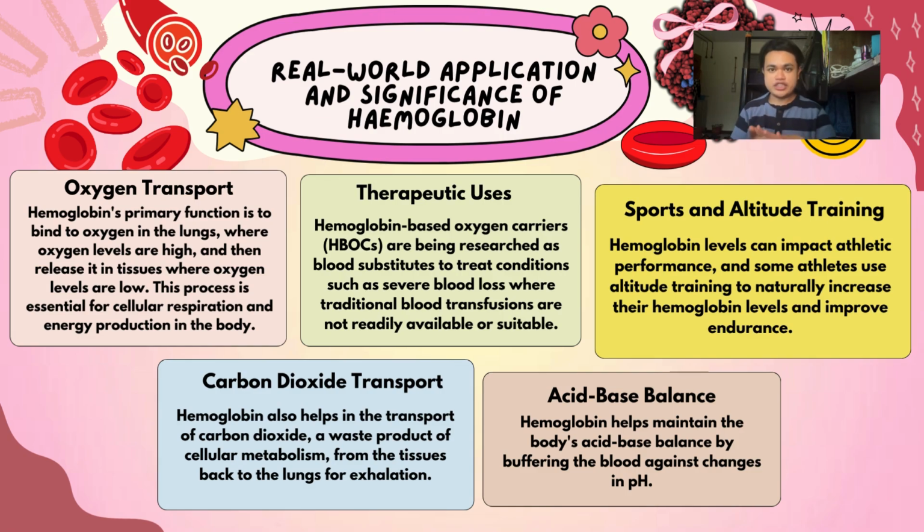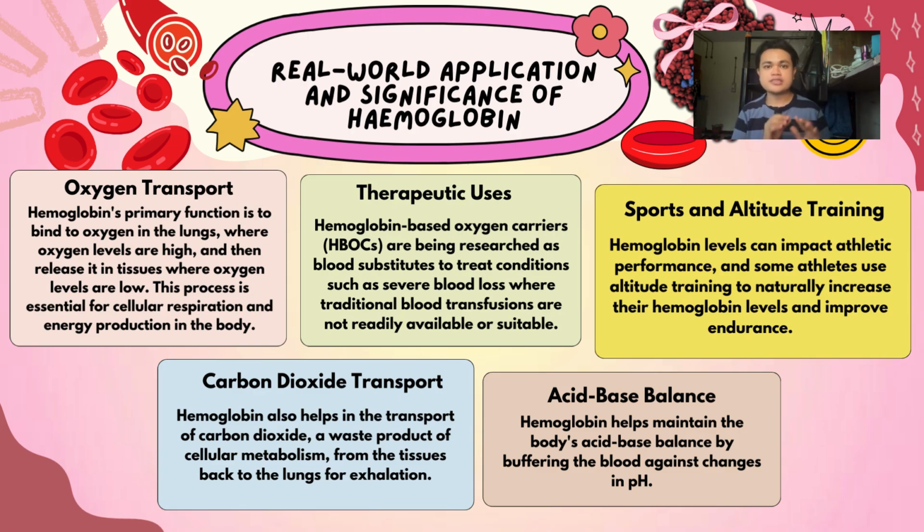The second one is therapeutic uses. Hemoglobin-based oxygen carriers are being researched as blood substitutes to treat conditions such as severe blood loss, where traditional blood transfusions are not readily available or suitable. Next is sport and altitude training, where hemoglobin levels can impact athletic performance. Some athletes use altitude training to naturally increase their hemoglobin levels and improve endurance.